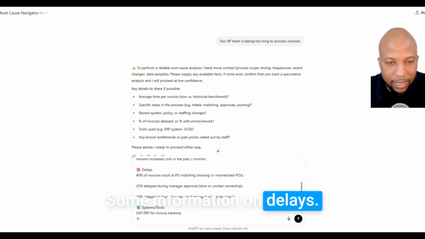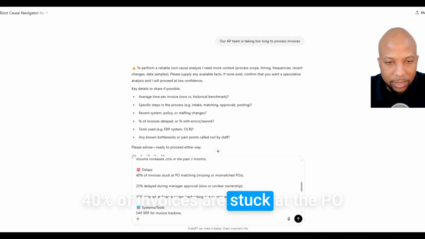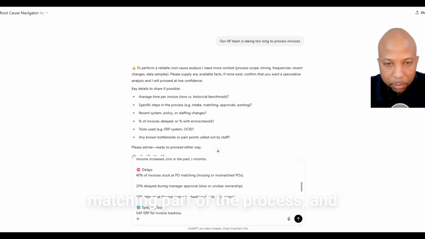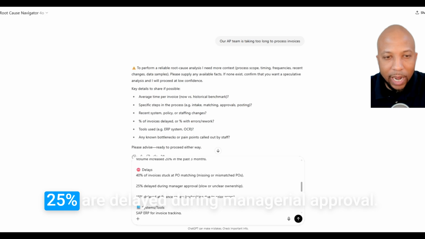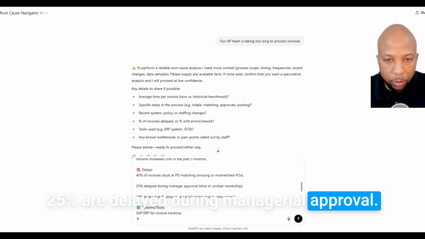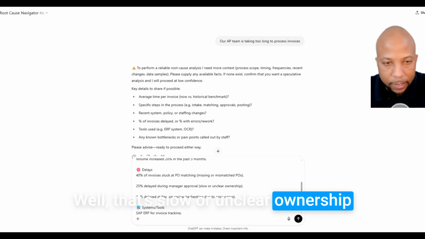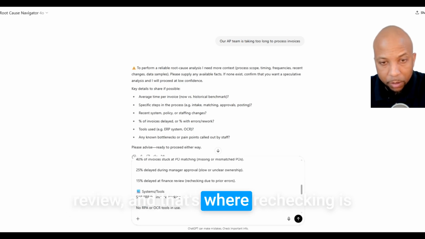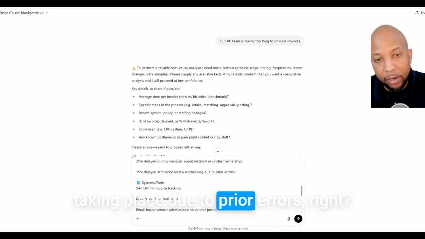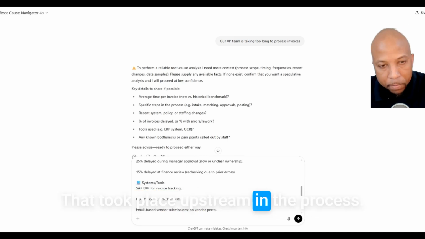Some information on delays. 40% of invoices are stuck at the PO matching part of the process, and that's missing or mismatched POs. 25% are delayed during managerial approval, and that's slow or unclear ownership. And 15% are delayed at finance review, where rechecking is taking place due to prior errors that took place upstream in the process.